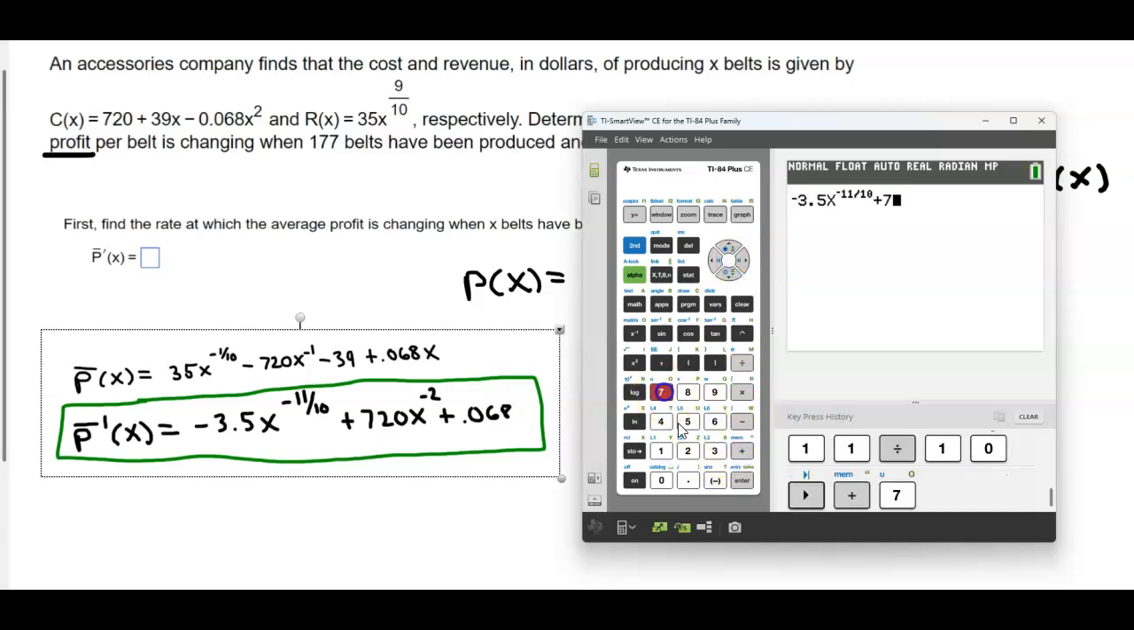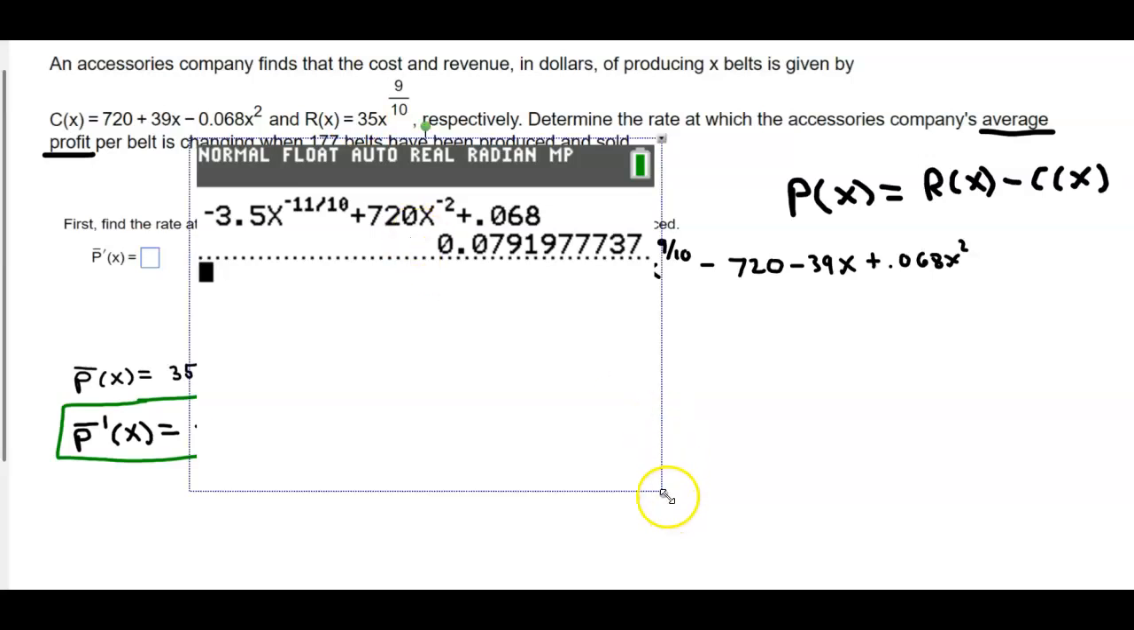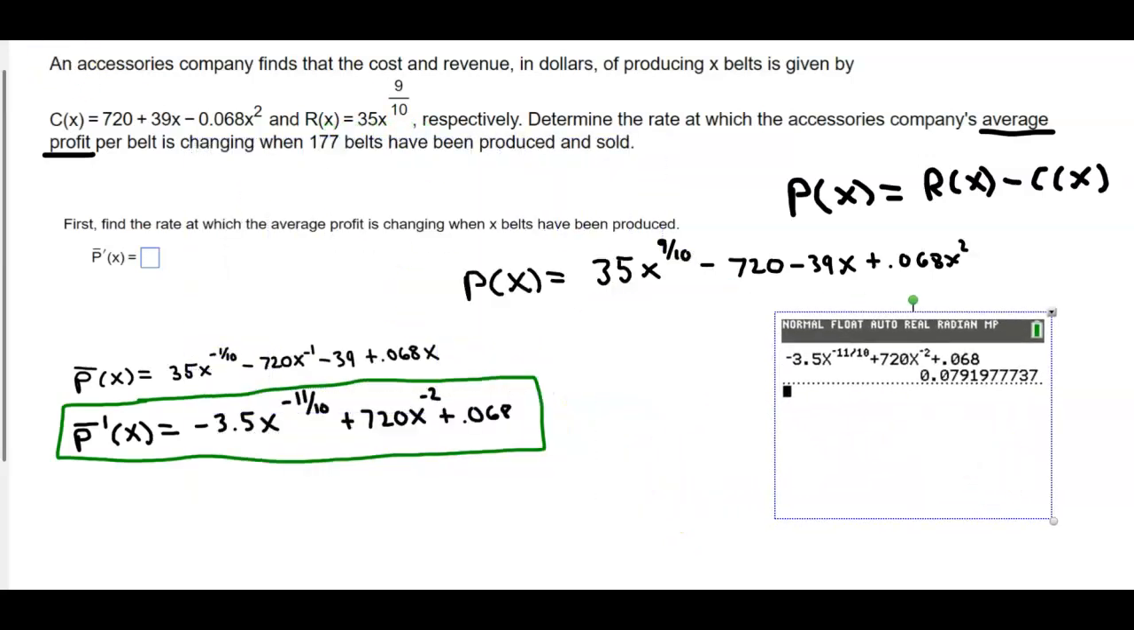So I'm going to type this function in. Let's see, plus 720 x to the negative 2 plus 0.068. Just double check to make sure we type that in right. It looks good. Now this should be our answer. And let's see. The question wants us to round to 4 decimal places. So we'll write this as 0.0792.